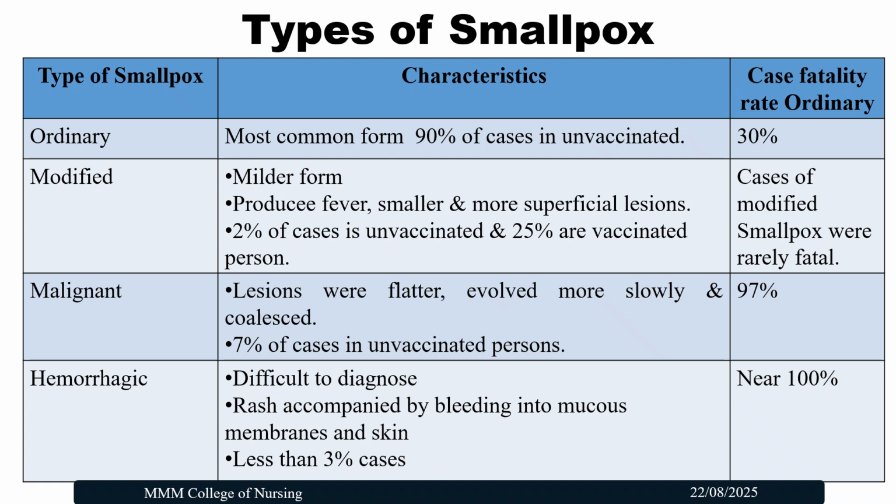The third type is malignant. The characteristics are that lesions were flatter and evolved more slowly, and it occurs in 7% of cases in unvaccinated persons. The case fatality rate is 97%. The fourth type of smallpox is hemorrhagic. The characteristics are that it is difficult to diagnose, with a rash accompanied by bleeding into the mucous membranes and the skin, and it affects less than 3% of cases. The case fatality rate for the hemorrhagic type is near 100%.